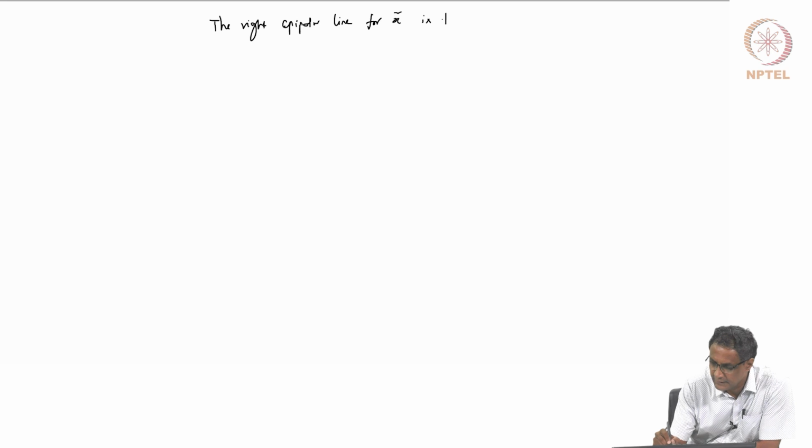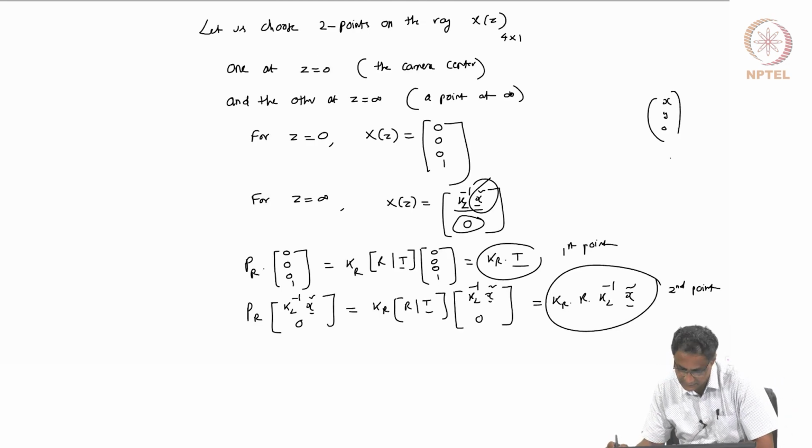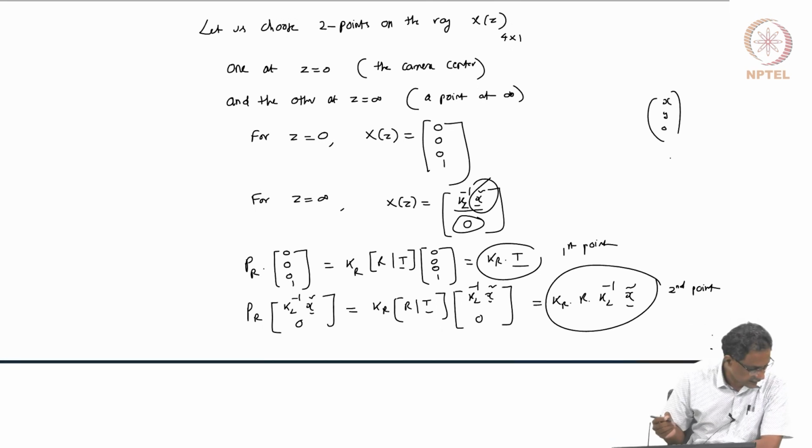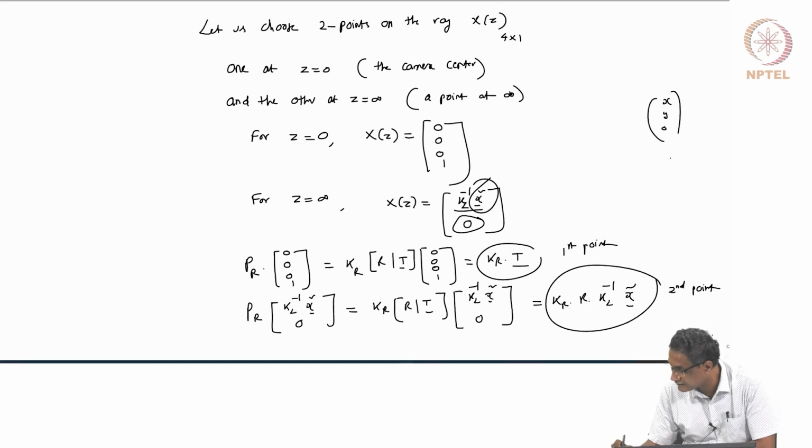is then given by, let us say, what did we call it, L dash, that is what we said. L dash is equal to, what did I have? K_L, K_R I? Okay, so what is that? K_R T. Oh, sorry. Yeah, it's a translation.